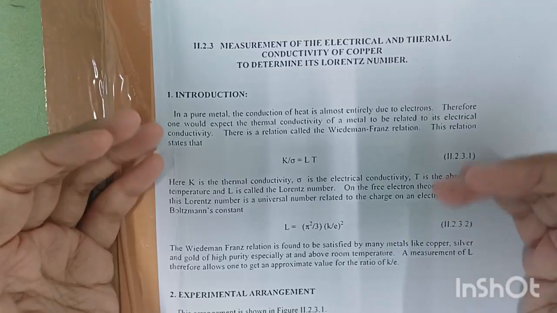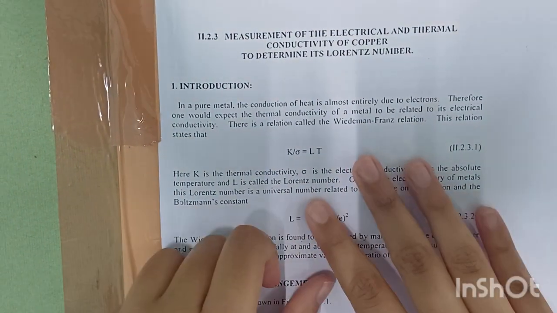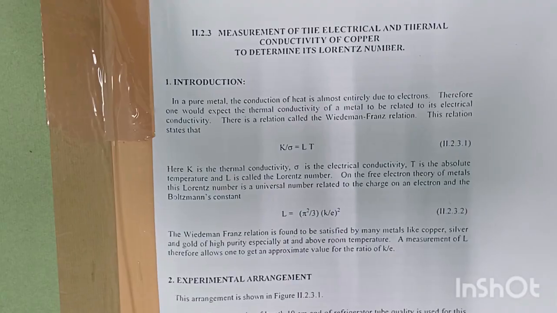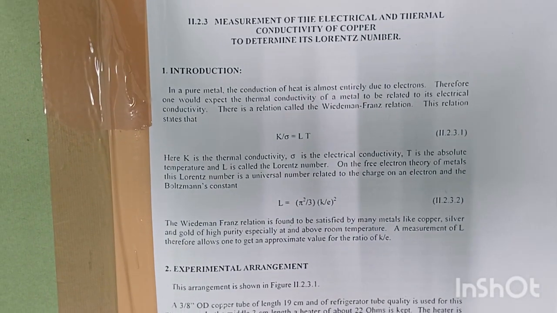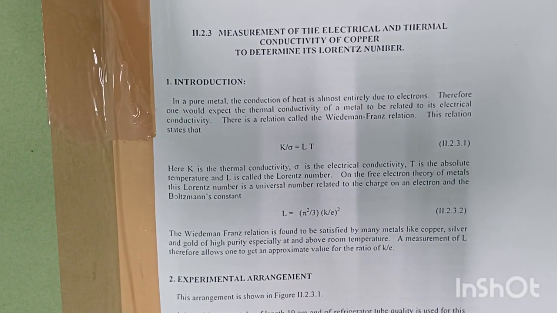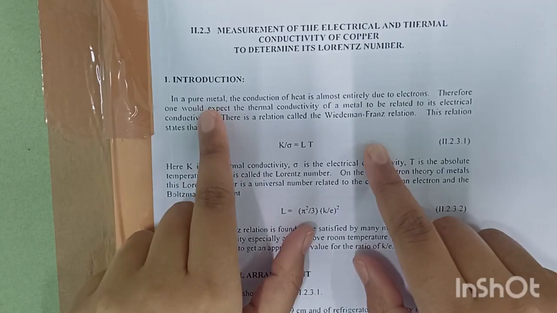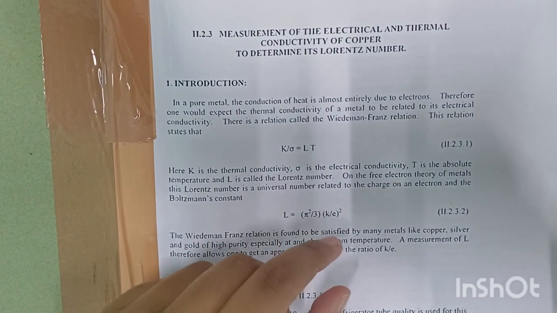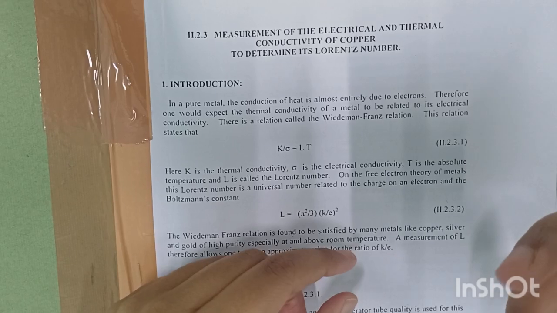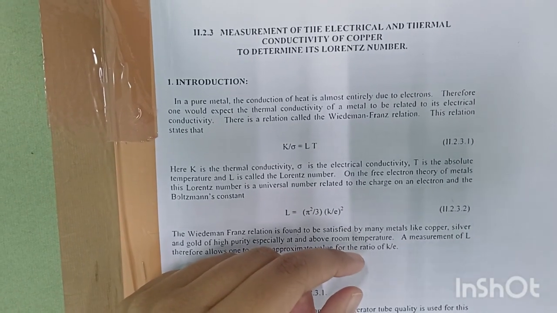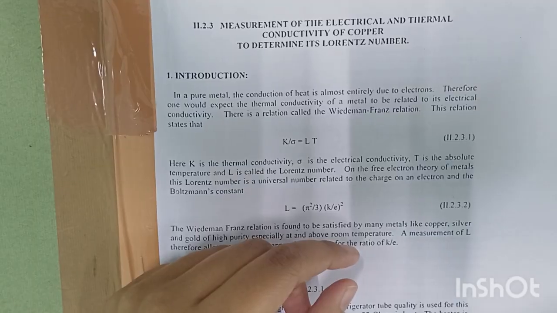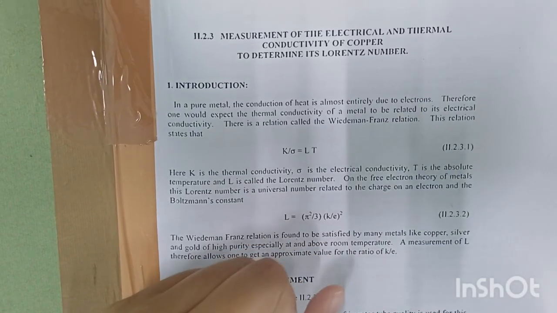Okay, now let's go to the theory part of this experiment. Here we will be finding the thermal conductivity of copper using the concept of electrical conductivity. Why? Because we know that in pure metals, the conduction of heat is mainly due to the electrons, and the movement of electrons is considered to be a current. So thermal conductivity is directly related to the electrical conductivity.